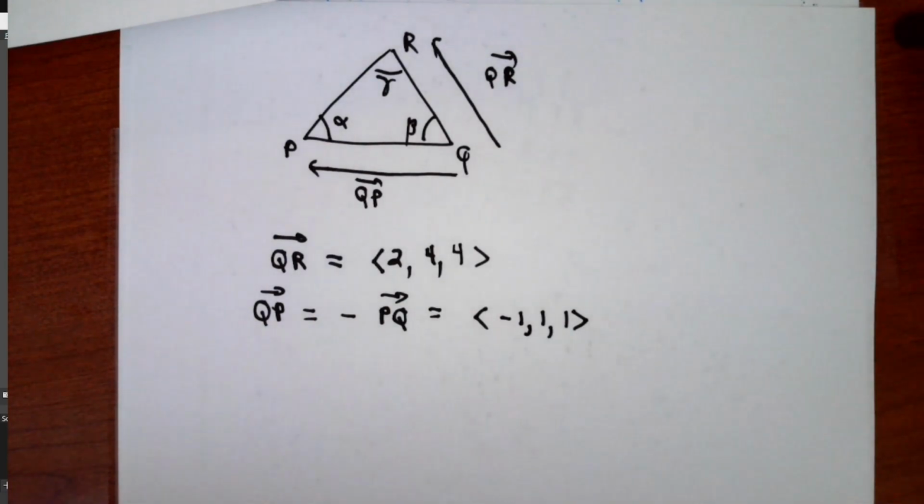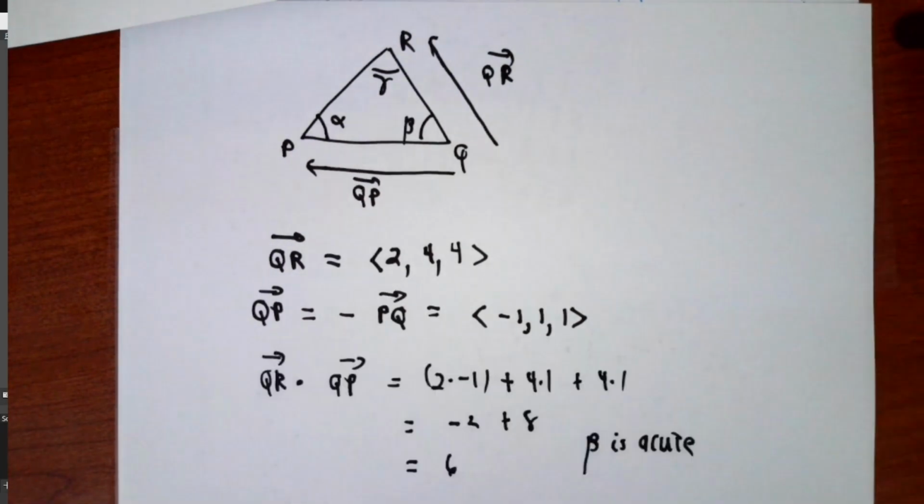To find out about angle beta, I have to know the vector that starts at Q and goes to R, which I don't know, but I can easily find out by using R minus Q. I also need to know the vector from Q to P, which is the negative of the vector from P to Q, and we do already know that one. Calculating the indicated dot product, it comes up positive, which tells me that beta is an acute angle, as we knew it was going to be.